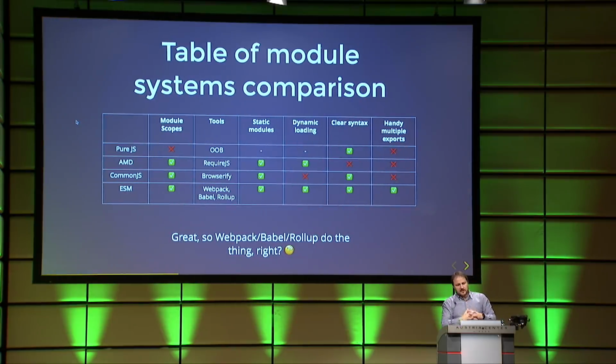So let's compare once again, module system comparison. Pure JavaScript, module scopes, no tools, and so on. So you see, the more red things you have, the less wonderful the solution is. AMD is better, CommonJS is better, and ECMAScript modules is actually the best because it supports static modules, dynamic modules. Syntax is clear like Python, and handy multiple exports, something I love, honestly.